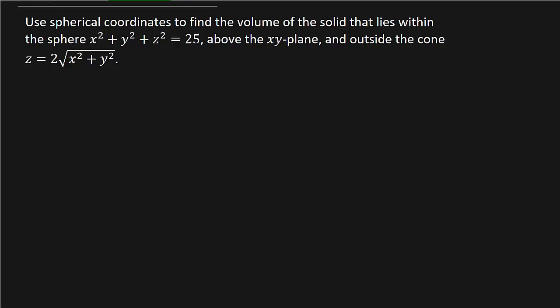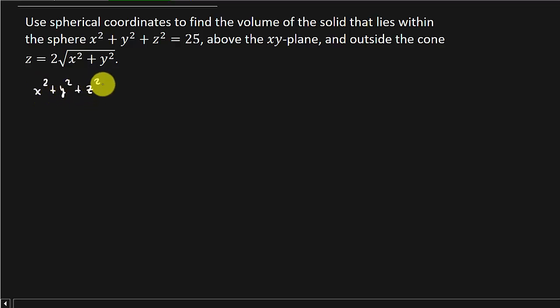Alright, so we want to find the volume of the solid that lies within the sphere, above the XY plane, and outside this cone here. For the sphere, it says x squared plus y squared plus z squared equals 25. So we know here that rho squared is equal to 25, which tells us rho is equal to 5. I'm going to draw a picture of it too, but let's do this first. And then I've got z is equal to 2 times r.